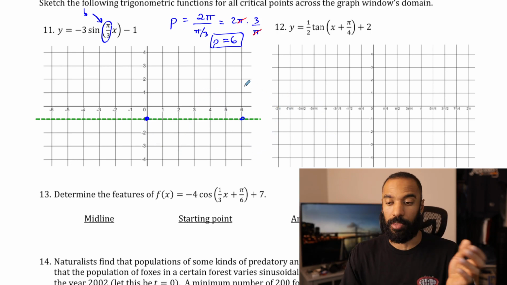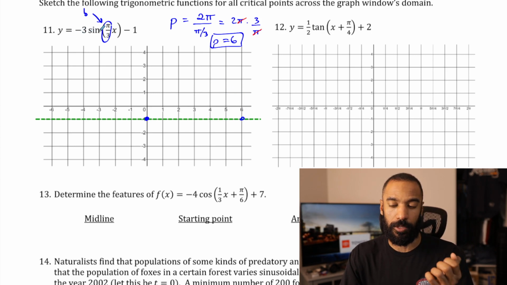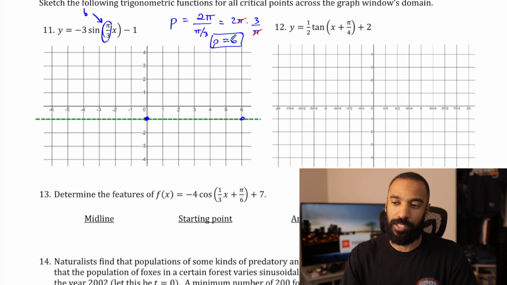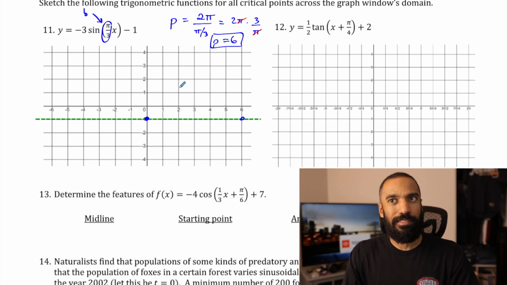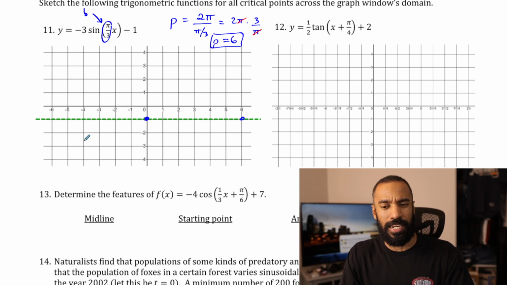Now, I want to get some of the points in between. I want it to go down, trough out, come up, hit midline, come up again, hit the peak, and come back down and hit that midline. Now I want to get those exact points based on amplitude. So 6 is not an even, well, it's an even number. It doesn't evenly divide by 4, but it does enough.